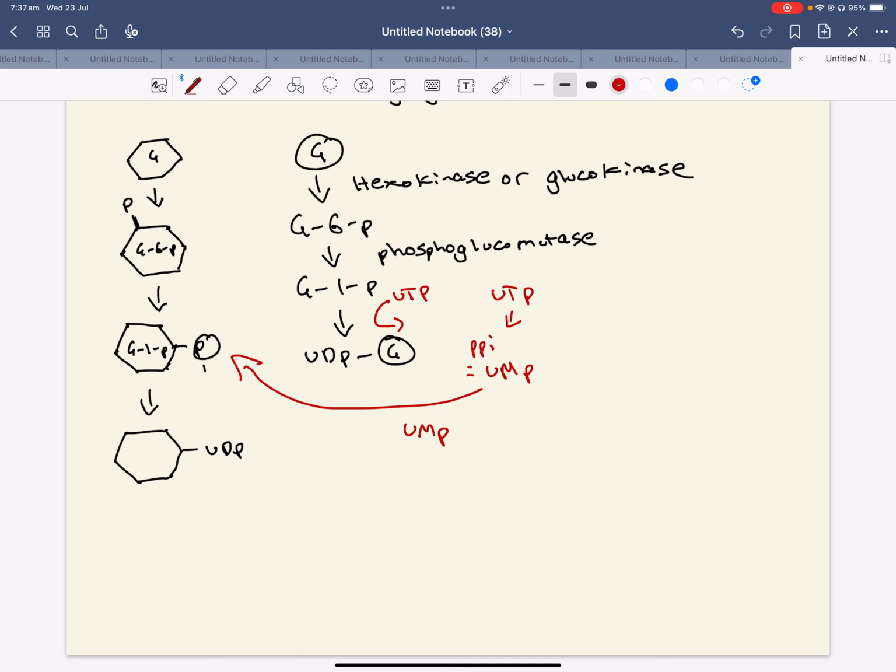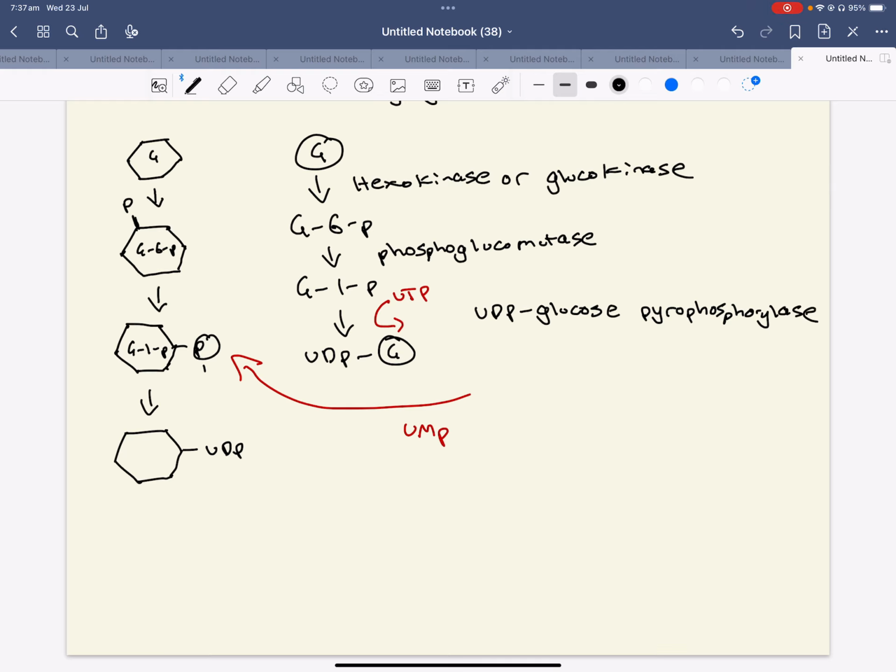And you'll see why we want to add this. Now, let me just add this enzyme. I'll remove this. This enzyme is called UDP glucose pyrophosphorylase. That's what the enzyme's called.